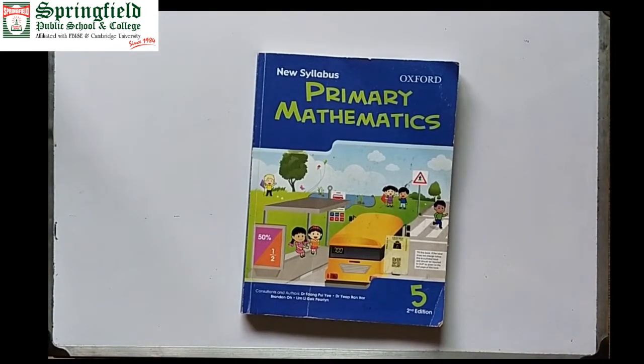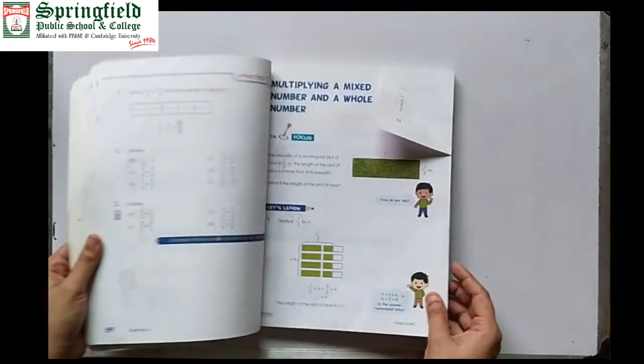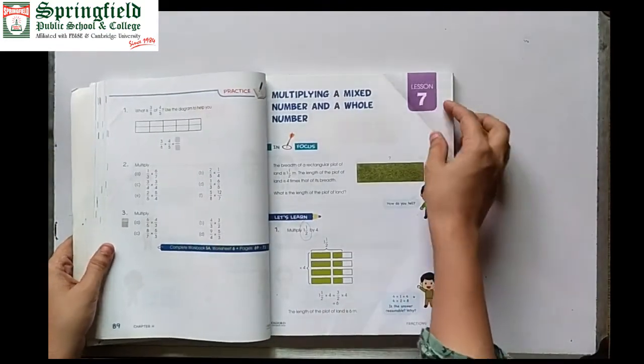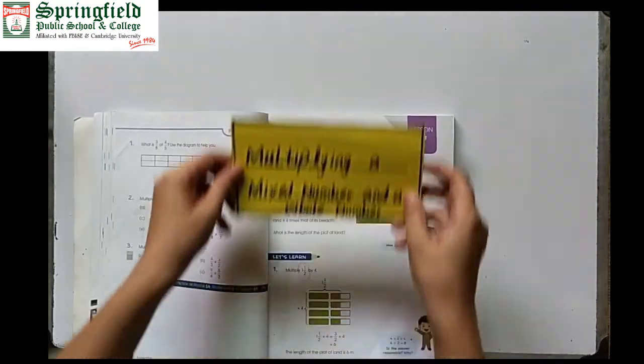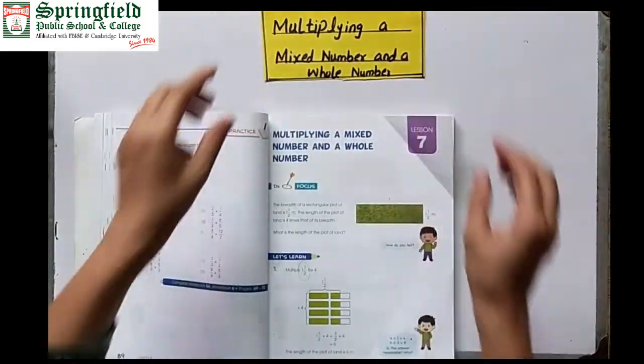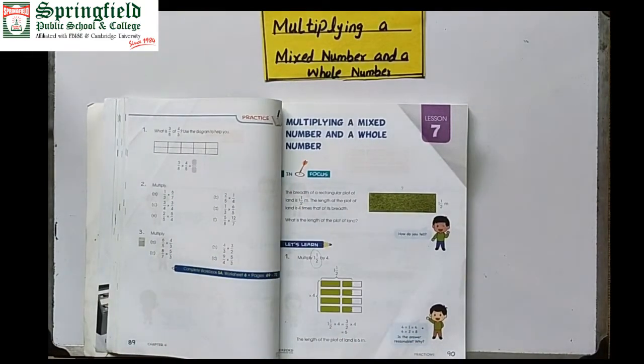Okay beta, in this assignment we will start the new topic, and the name of the new topic is multiplying a mixed number and a whole number. Open your book, turn to page number 90, and the topic name is multiplying a mixed number and a whole number.